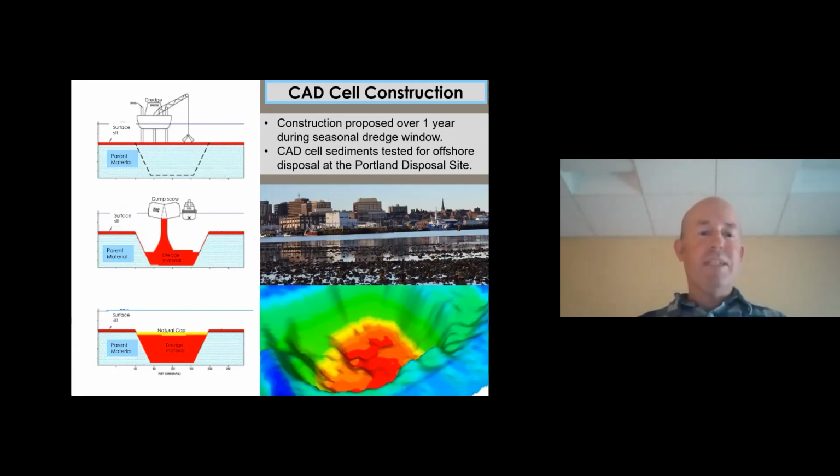I'll touch on this briefly now. We can talk about it a little bit later, but based on all the research that's been done, and we summarized in our permit application as well as providing documents to the regulators, we're proposing a natural cap. The CAD cell will be constructed below grade. It's located at the outlet of Mill Cove, which is a large intertidal flat, so it's a deposition area to begin with, and it's basically going to be acting as a sediment trap. So no sand cap, and natural deposition over time.